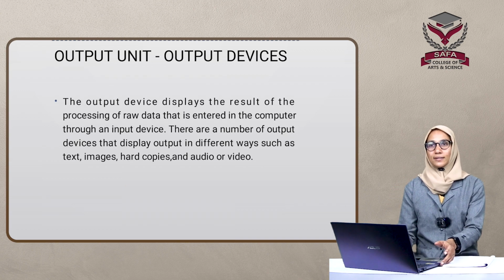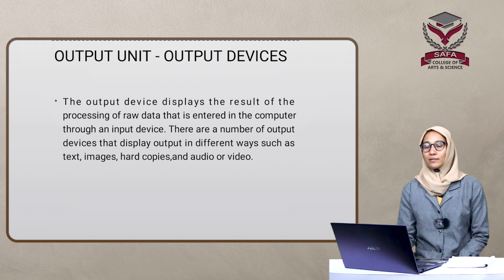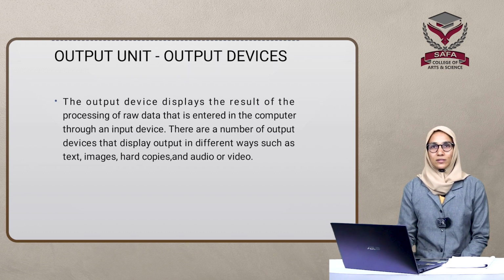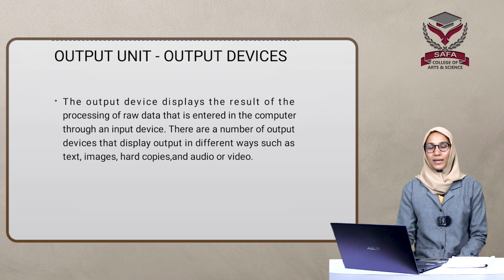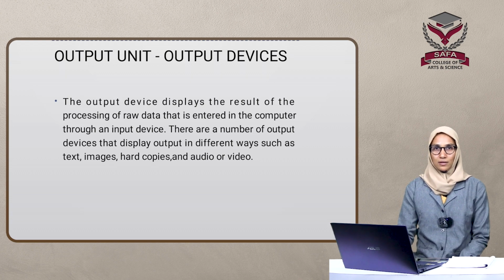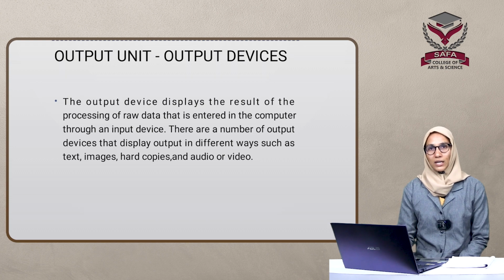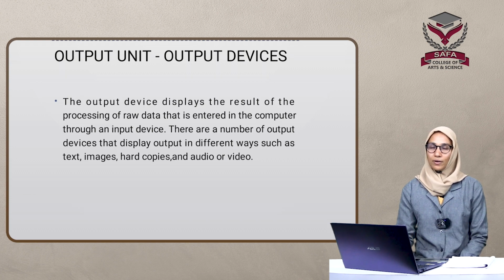We also discussed input unit and input devices. Next, our topic is output unit and output devices. The output device displays the result of the processing of raw data entered into the computer through input devices. There are a number of output devices that display output in different ways, such as text, image, video or audio, etc. This can be done by using output devices.